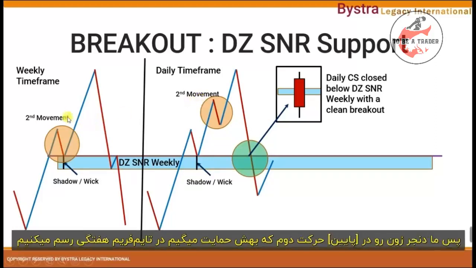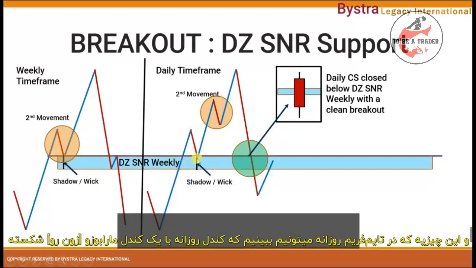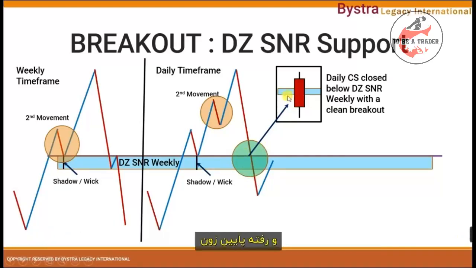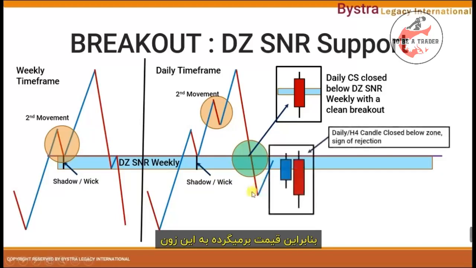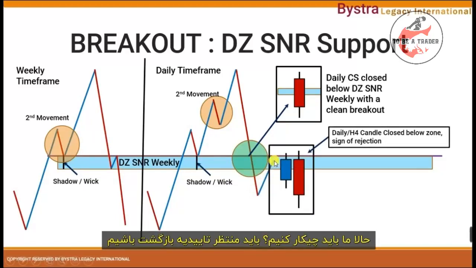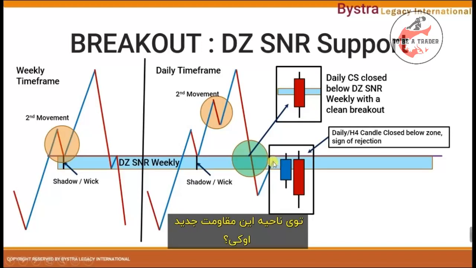Okay, so we mark our danger zone SNR at the second movement, which is called the support at the weekly time frame. So in the daily time frame, this is how we can see it, that the daily candlestick breaks with one Marubozu below the area. So once it breaks this support, it will come back to test as a new resistance. Therefore, the price will come back into this zone. Now, what we should do is wait for the confirmation of rejection at this new resistance area.